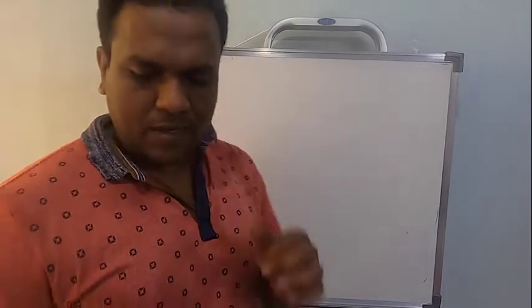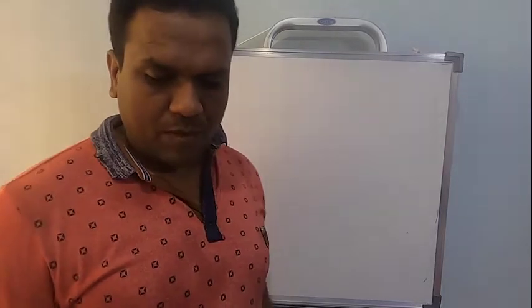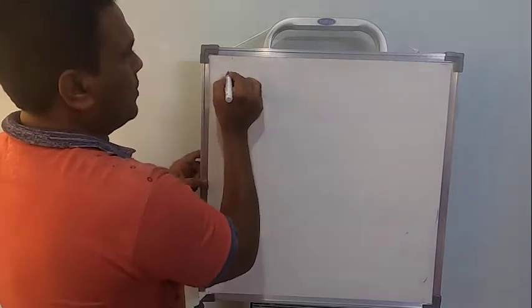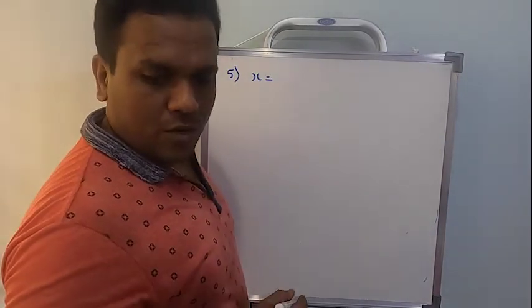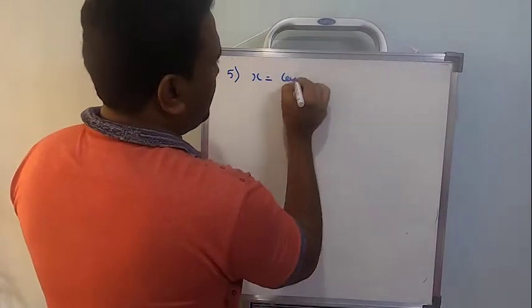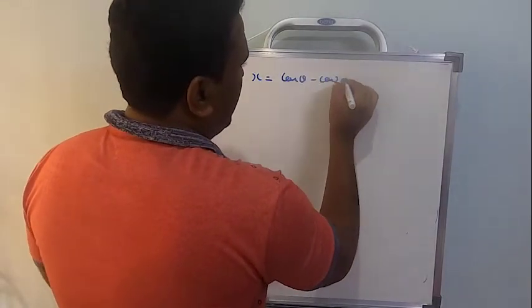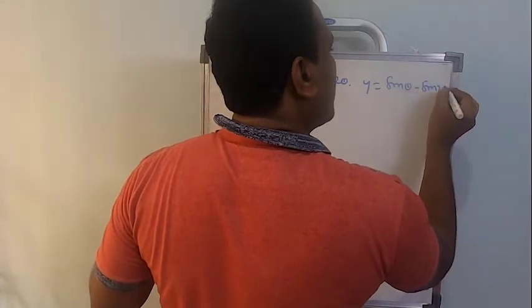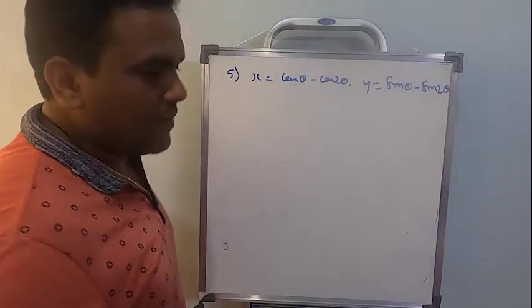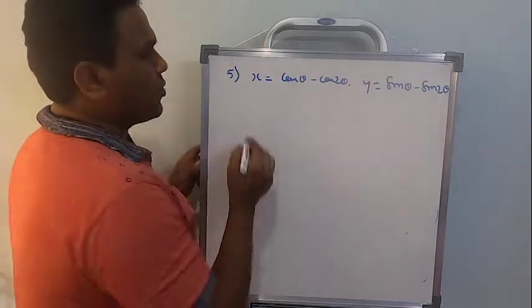Okay, now let's move to the next one. That's problem number 5. Problem number 5, x equal to cos theta minus cos 2 theta and y is equal to sin theta minus sin 2 theta. So let us start differentiating. The parameter is theta, as you notice.